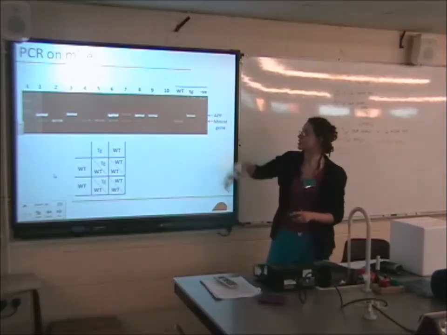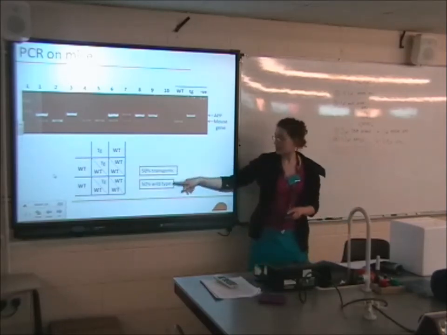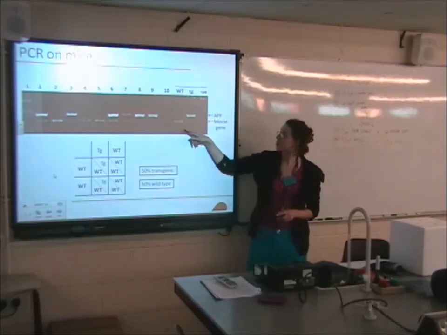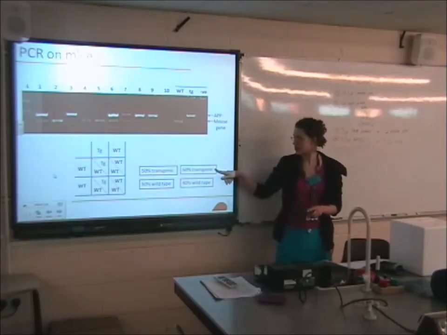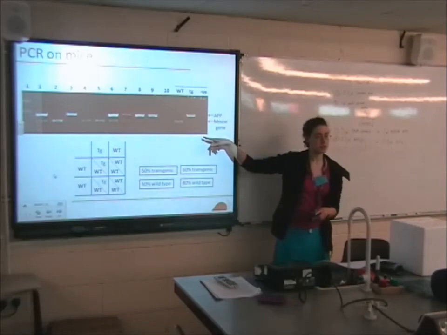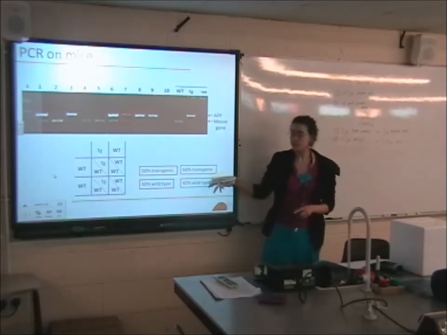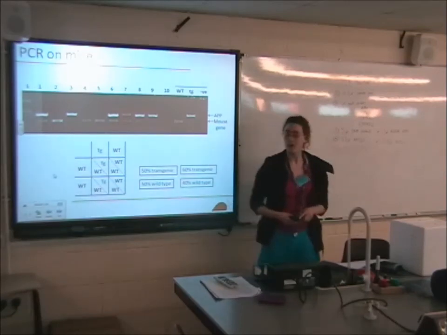So we can do that on these mice here. This is what we'd expect, 50% transgenic, 50% wild type. And we can look at what we actually get out of the 10 mice. So we get 60% transgenic and 40% wild type. And that's pretty close to what we'd expect. From only 10 mice, which is not a huge number, that's pretty much 50-50. So that tells us that these mice are developing normally. And that's what we find.